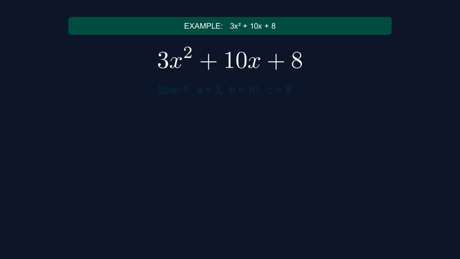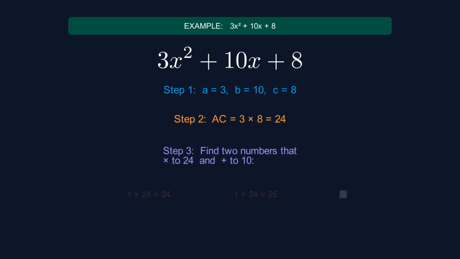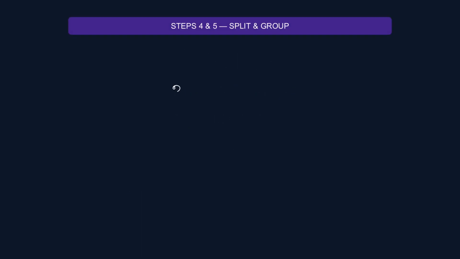Example, 3x squared plus 10x plus 8. Step 1. a equals 3, b equals 10, and c equals 8. Step 2. ac equals 24, b equals 10. Step 3. Find two numbers that when you multiply, you get 24, and when you add, you get 10.